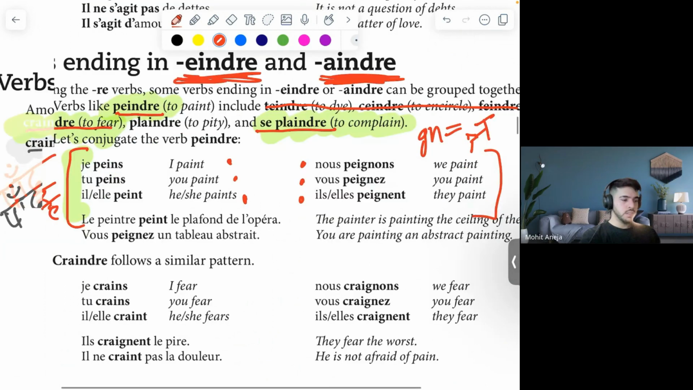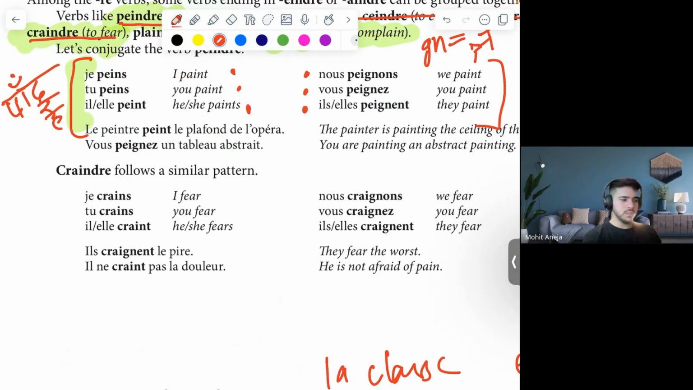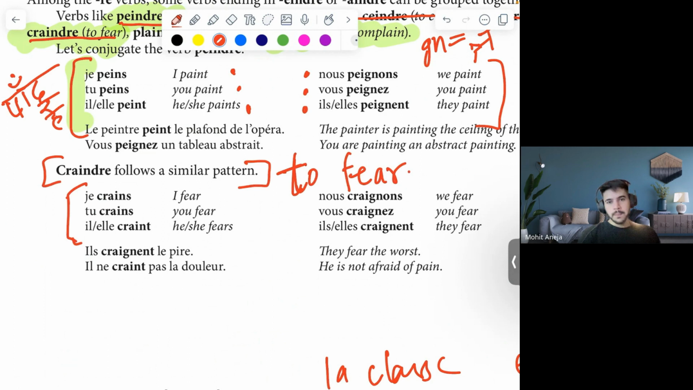Okay. Here the next word is craindre. Craindre is to fear something. I fear, he fears, they fear. The pronunciation is almost the same, but the verb meaning is what I wanted to teach you: to fear. Craindre means to be afraid of something. Je crains. That's it.